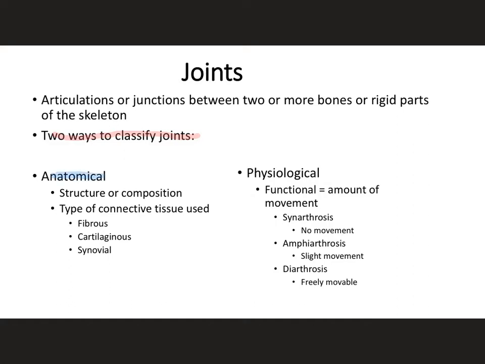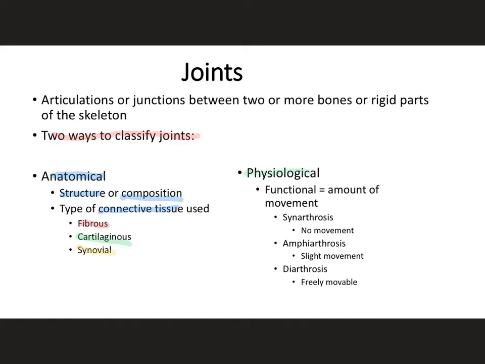The first is anatomical, and in anatomical joints we look at the structure or composition, what the joint is made of. All joints are made of connective tissue. So what we need to see is: is it fibrous connective tissue, is it cartilage, or is it a combination of these called a synovial joint?